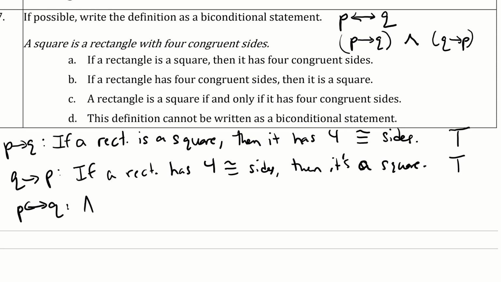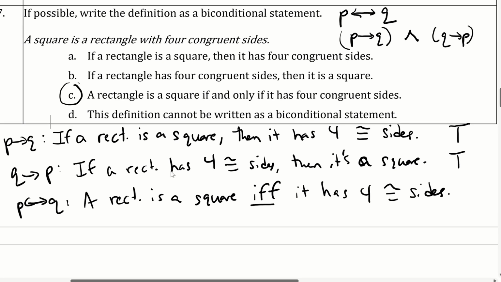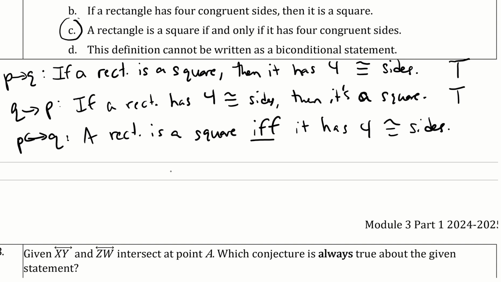And we can say a rectangle is a square if and only if, that's another way of saying if and only if, it has 4 congruent sides. Okay, so here we go. So it's got to be C. Now, if one of these were false, then it would be D, it cannot be written as biconditional. But since both of these are true, we can write it as biconditional.